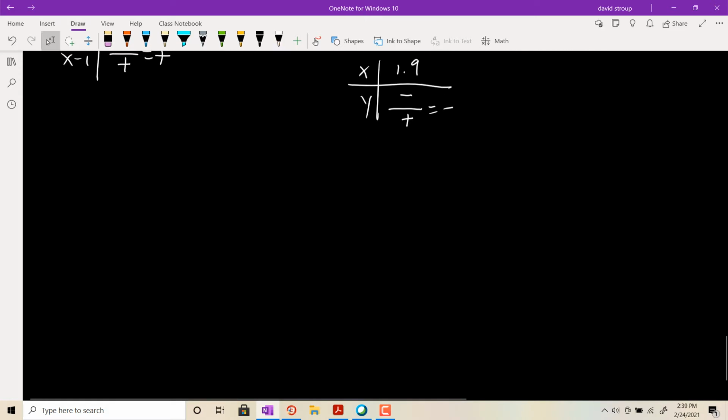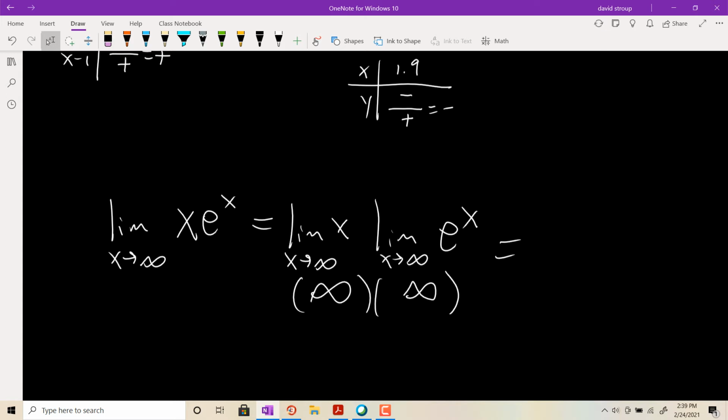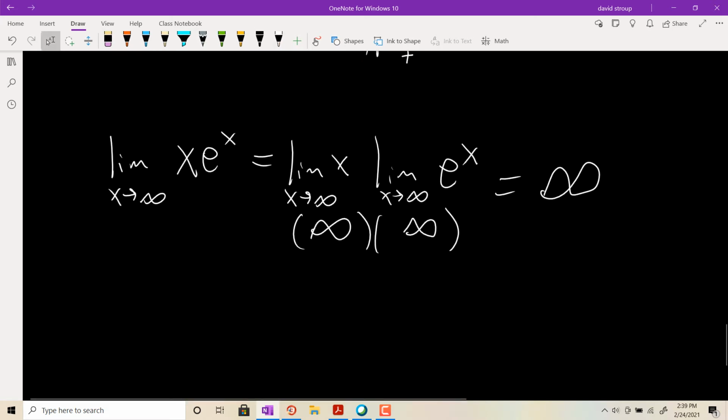Then you can get infinity times infinity, or times negative infinity. For example, the limit as x goes to infinity of x e to the x. Each one goes to infinity on its own. The limit of x as x goes to infinity is infinity, and the limit of e to the x as x goes to infinity also goes to infinity. It turns out you can just multiply the infinities together, though the signs will matter. So positive infinity times positive infinity gives positive infinity.